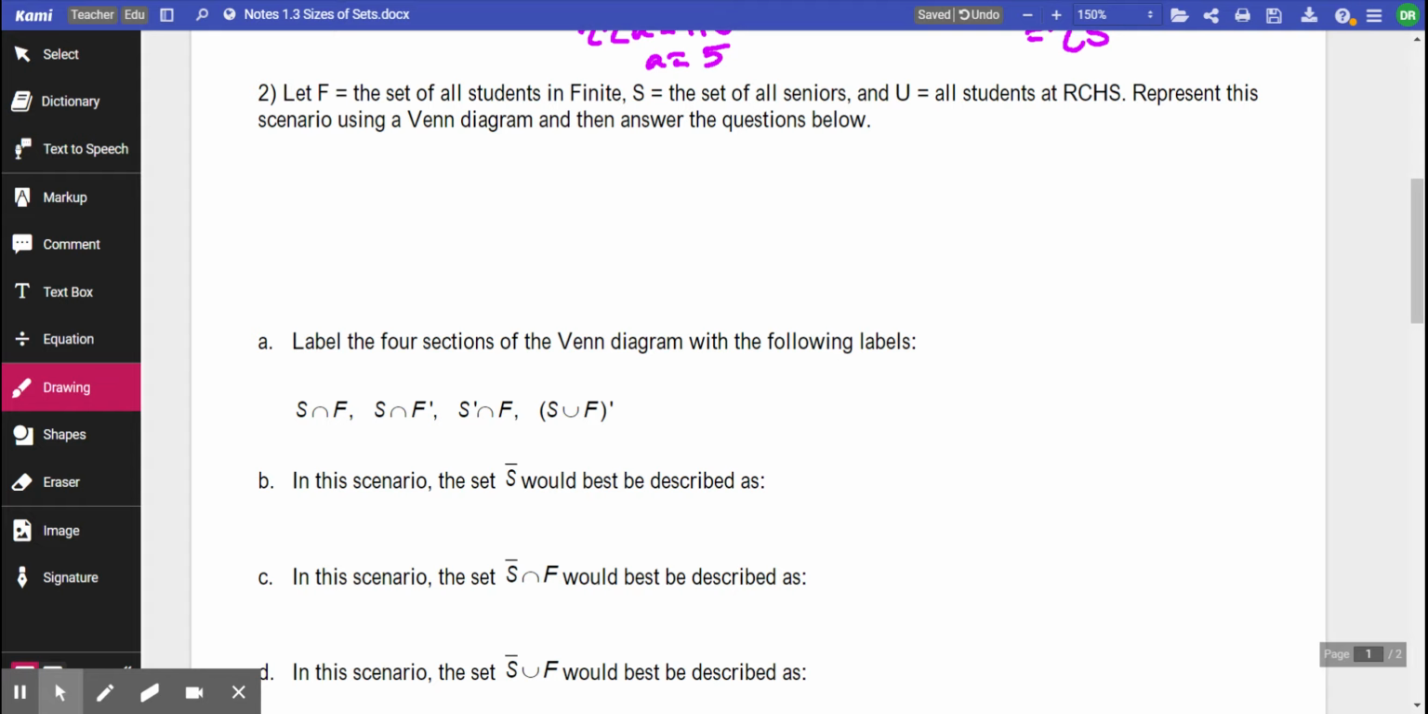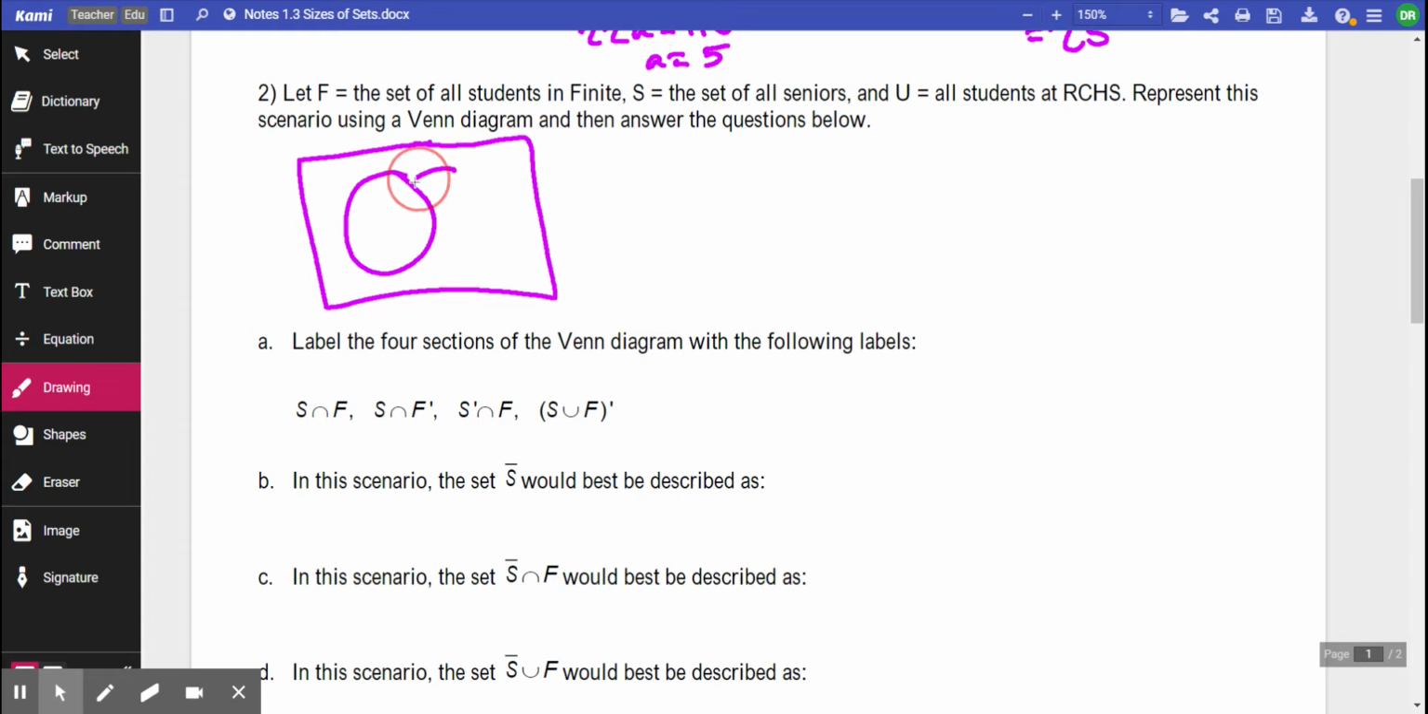All right, so with this second example, we're going to let F represent the set of all students in Finite. We're going to let S represent the set of all seniors, and we're going to let U represent all of the students at RCHS. We're going to represent this as a Venn diagram. So I'm going to draw a box. That's my universal set. And then there are 2 subsets: F, the students in Finite, and S for just your seniors.